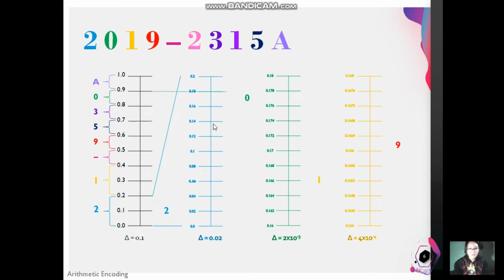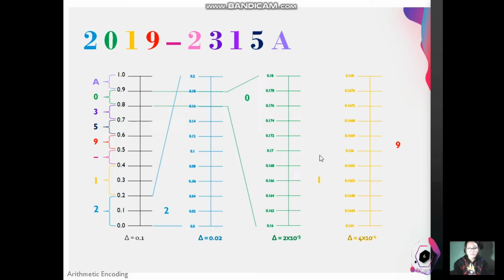Next, after 2, we have 0. So rescaling that, we'll have 0.18 as our upper value, and 0.16 as our lower value. Taking the difference of the two and dividing by 10, we'll have 2 times 10 raised to negative 3 as our delta step every level. Expanding this range, with correct calculations, we'll have these values every level. So we have now finished expanding 0.